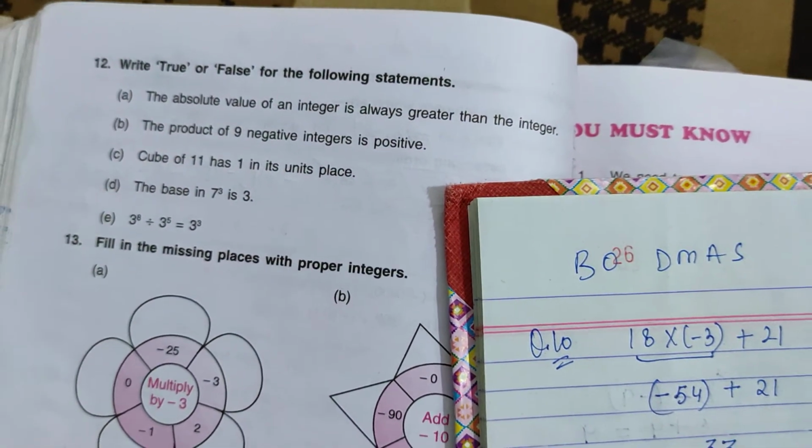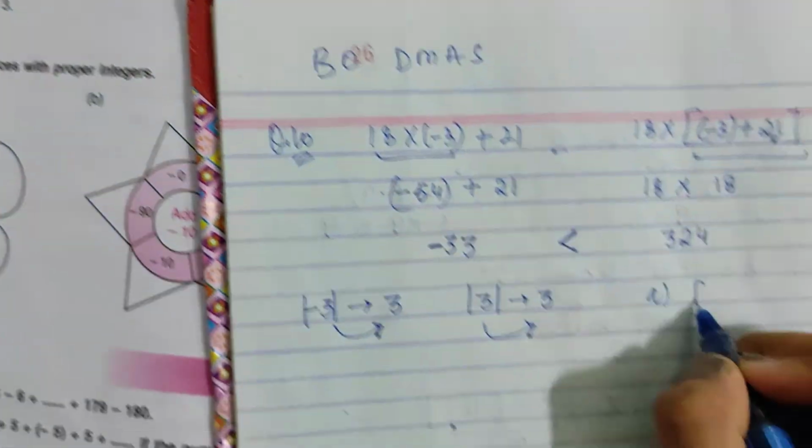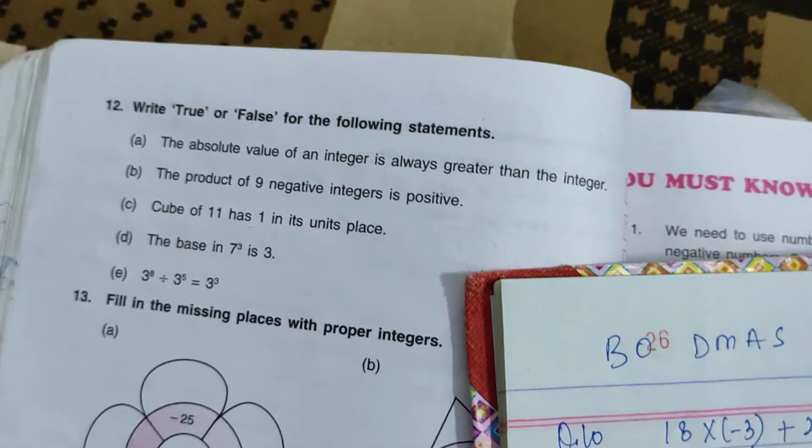The product of 9 negative integers is positive. 9 negative signs. 9 is odd. So the answer will be negative. So this will also be false. A part is false. B part is also false. Coming on to the C part.